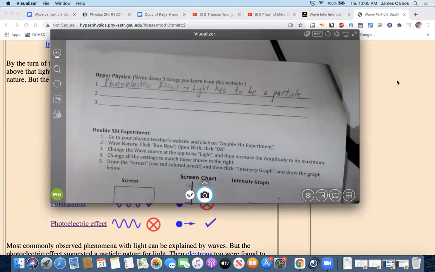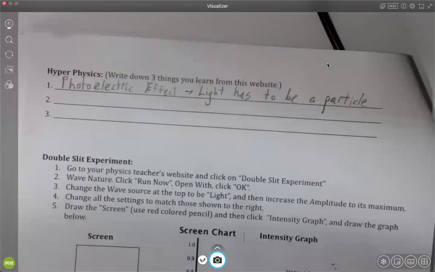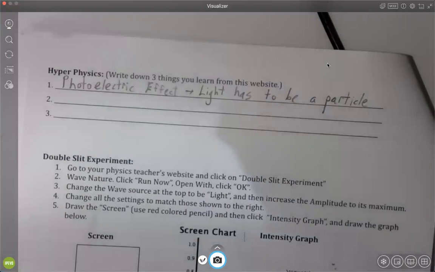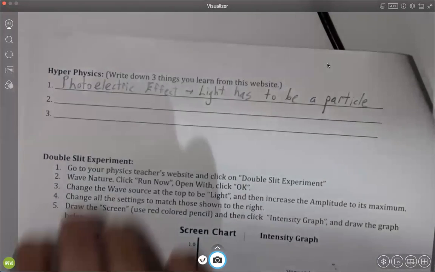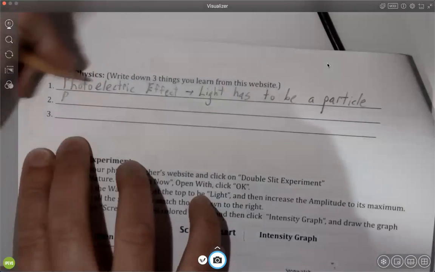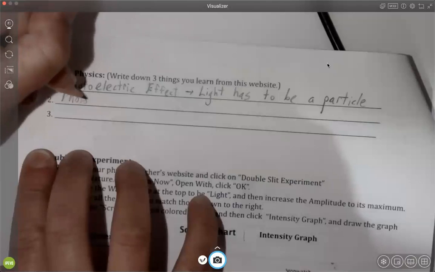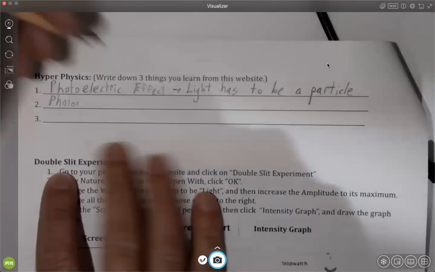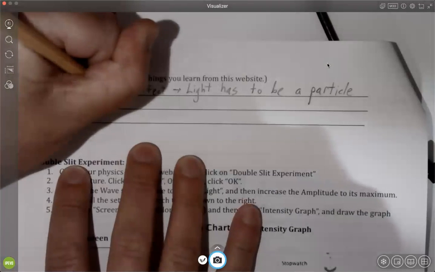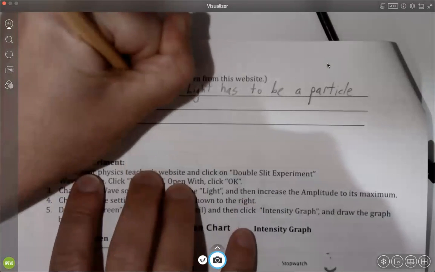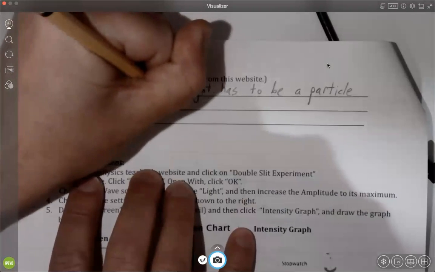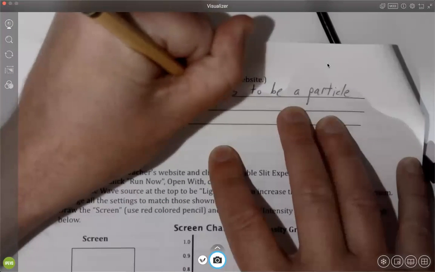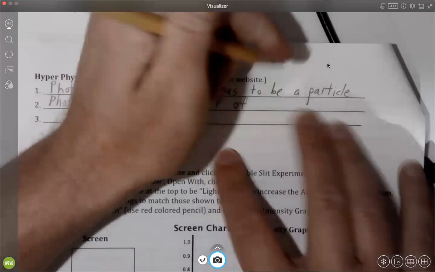So as I come back to our assignment, one of the things that I was seeing was that light has to be a particle, because a photon, that's a particle of light, will hit and bounce off of an electron.